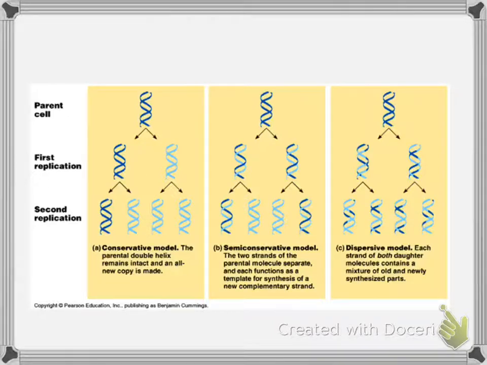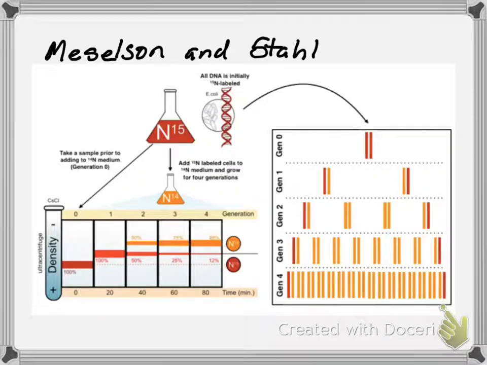So now we're going to look at replication. When DNA replication was first being studied, there were three major hypotheses as to how it was happening. One of them was the conservative model, one of them was the semi-conservative model, which we now know to be true, and the other one at the time was the dispersive model. So, we are going to look at the Meselson and Stahl experiment, and their hypothesis was that DNA replication happened semi-conservatively.